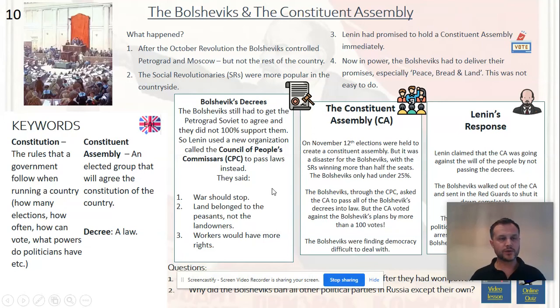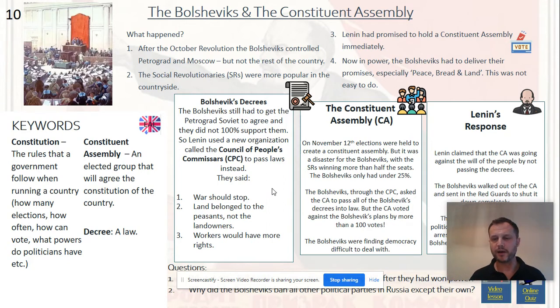Okay, welcome to lesson 10 of the Russian Revolution. We are going to be looking at the Bolsheviks and the Constituent Assembly. It's a fun word to say at first, Constituent Assembly. Right, before we continue, let's try and understand what those words in that title mean, yeah?